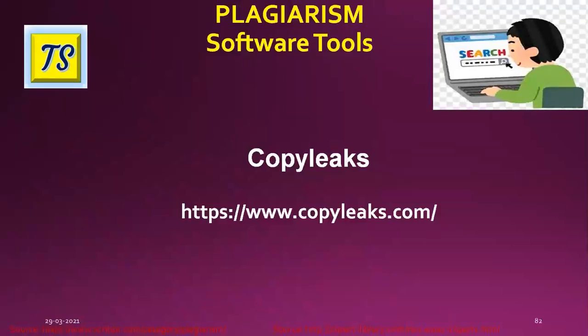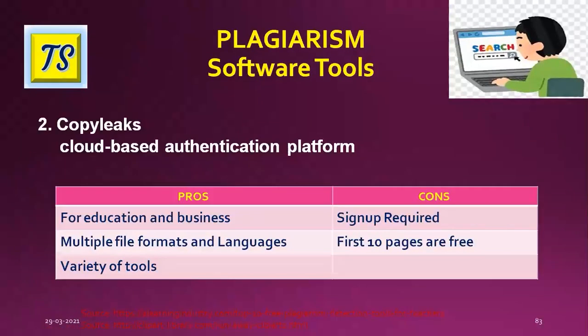The second one is Copyleaks. This is also a free version, and it is a cloud-based platform. See the pros and cons. For educational and business purposes, multiple file formats are accepted. Some plagiarism detectors will ask you to use a PDF file, and some will insist you upload in RTF file format. There are different file formats, but when you go through the free versions, the guidelines will help you know which file format you need to save your document in.